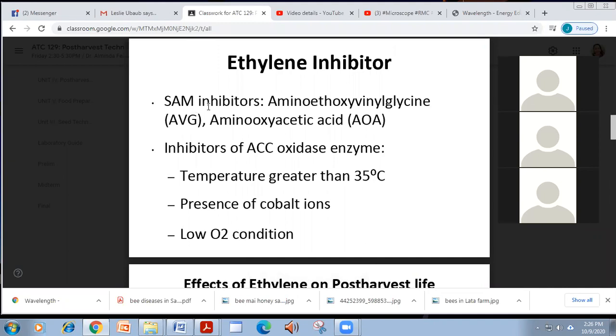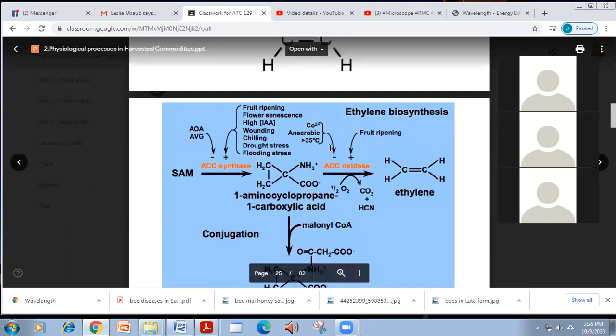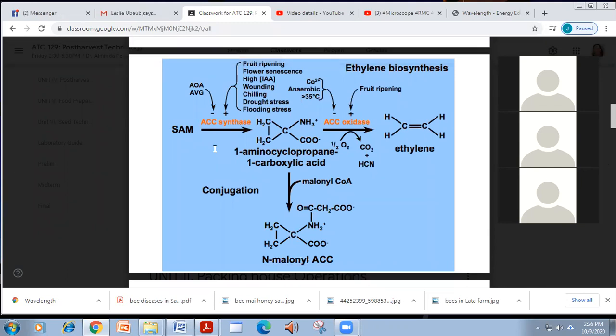These are called inhibitors: amino-ethoxyvinylglycine and amino-oxyacetic acid. You don't have to memorize them for now, because you can always Google them anytime with the technology that we have now. And even if we have an exam, it's all going to be open notes anyway. So you don't have to memorize actually.